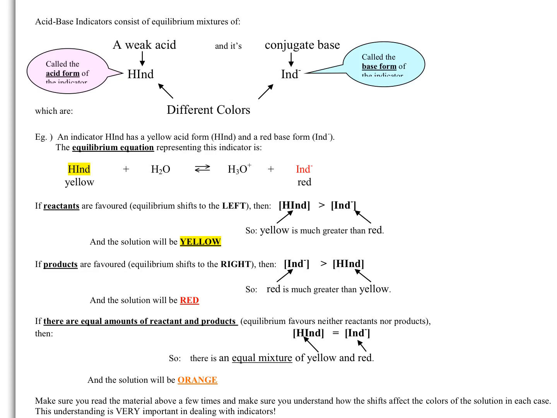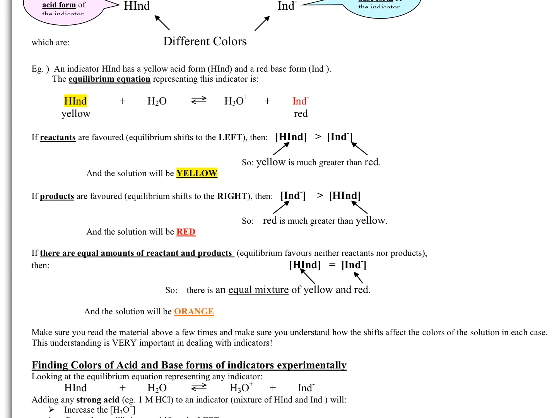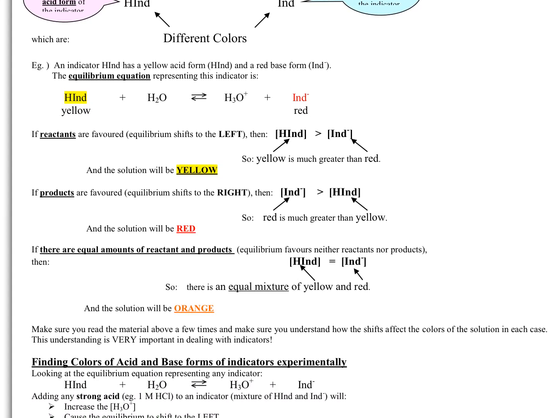Make sure you read this material a few times or rewatch this video to make sure you understand how these indicators work before you move on. This understanding is very, very important to understand why we even use the indicators and what they're telling us. So, finding colors of acids and base forms of indicators experimentally.